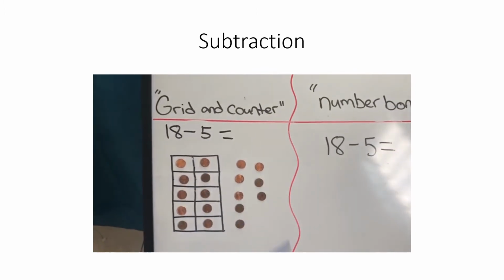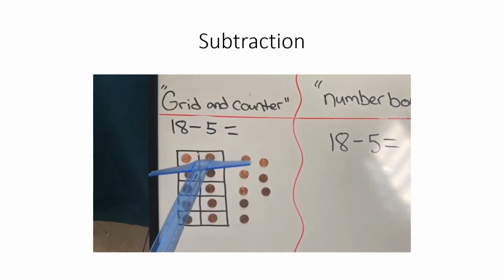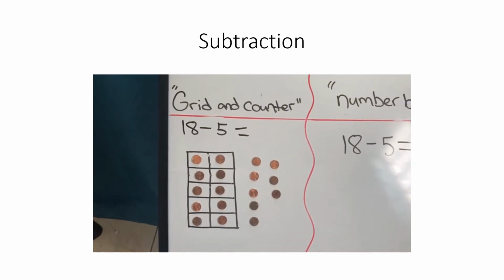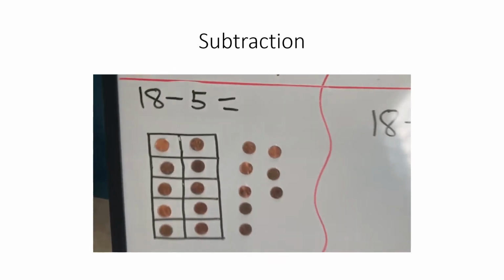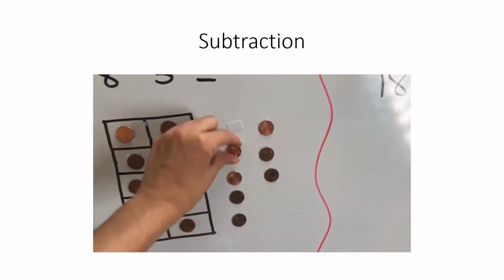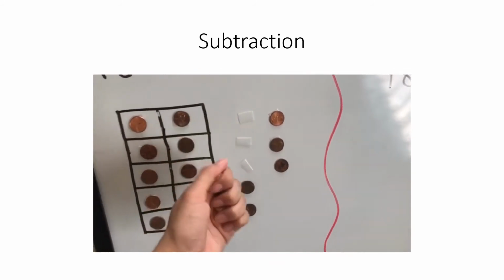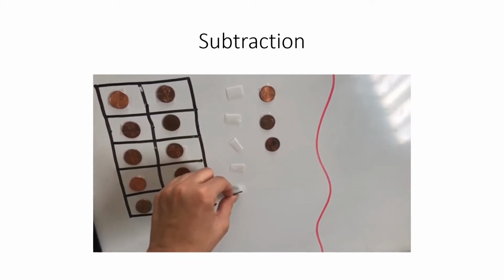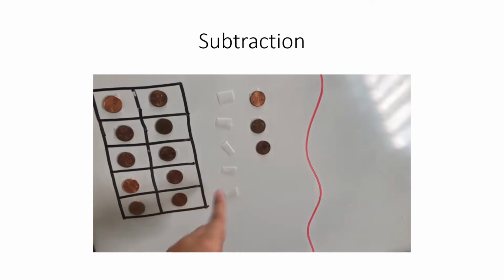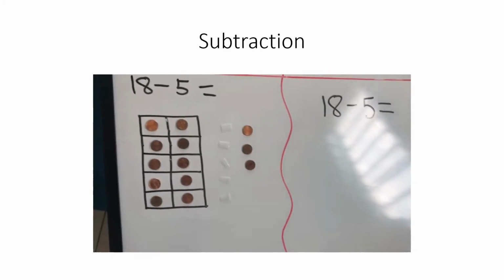Okay, so I have 18. Now I need to subtract 5. How can I do that? I'm going to subtract 5 from this side first. Okay, so let's do that. We have 1, 2, 3, 4, and 5. There you go. Okay, so we have 5.